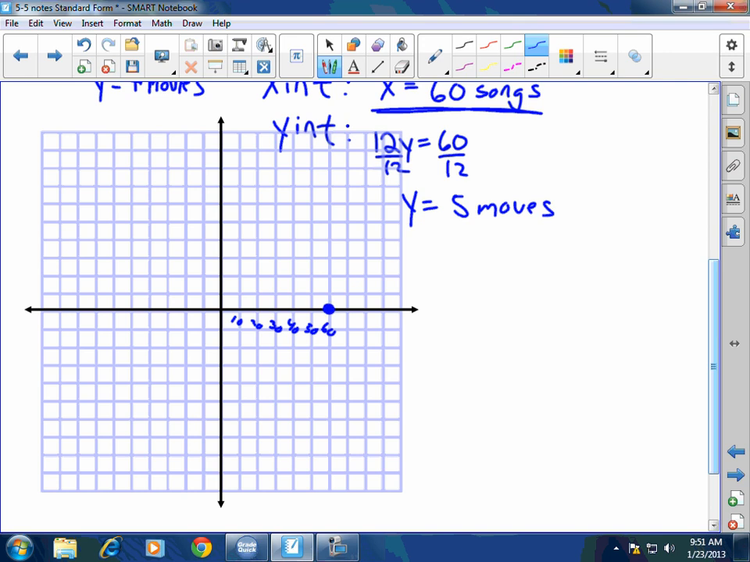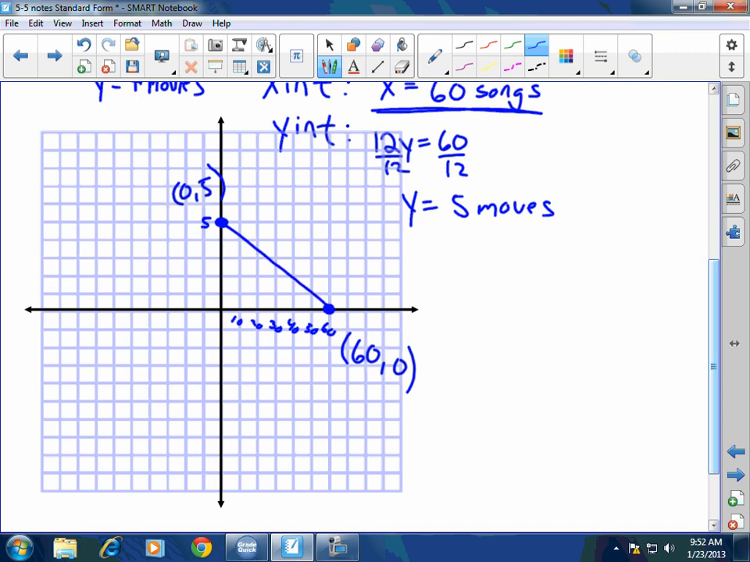So I can buy 60 songs. I know that because it's the x-intercept. This is 60 comma 0. I can buy 60 songs when I buy 0 movies. Now, the y-axis. Let's go by ones in that case. 5 movies: 1, 2, 3, 4, 5. Remember, that's 0 comma 5. If I buy 0 songs, I can buy 5 movies. You with me? Connect the dots.